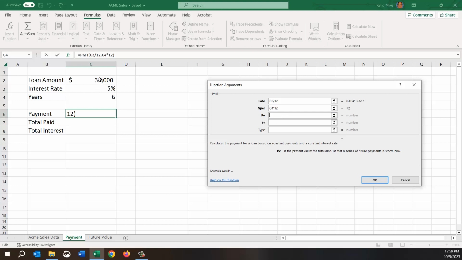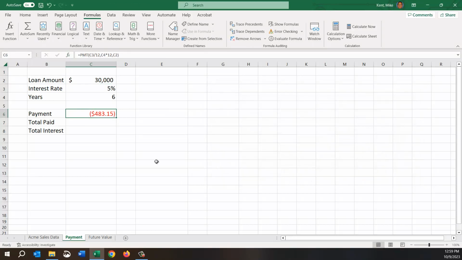Now, present value, that's C2. Now, if I hit OK right here, it's going to say negative $453. Well, why does it say that? Well, because the negative is it's money coming out of my pocket, and people aren't used to seeing it that way. So if I double click on this formula, I can move my mouse right here in front of the PMT and put a negative sign, and that means negative times a negative is a positive. Now, I could have also said negative C2, negative $30,000, and that will turn it into a positive number.